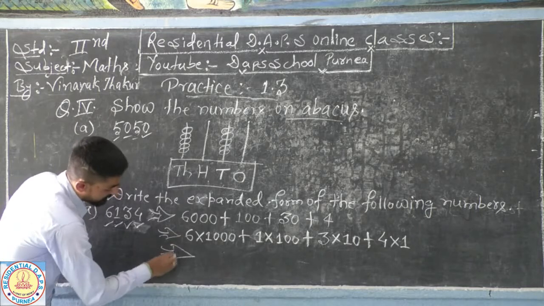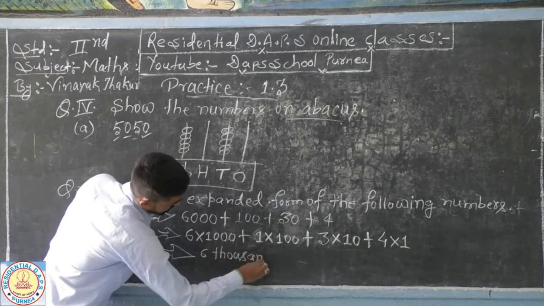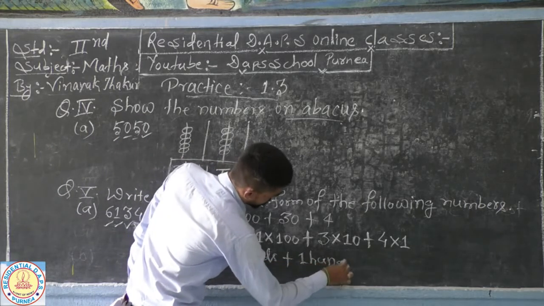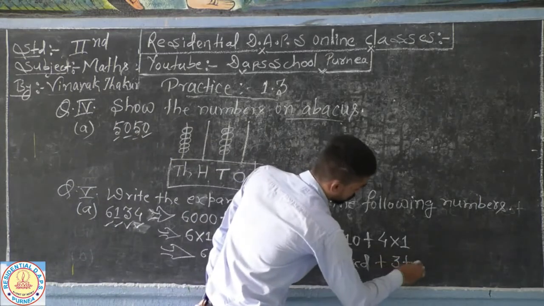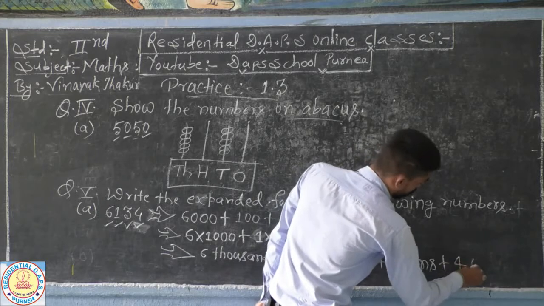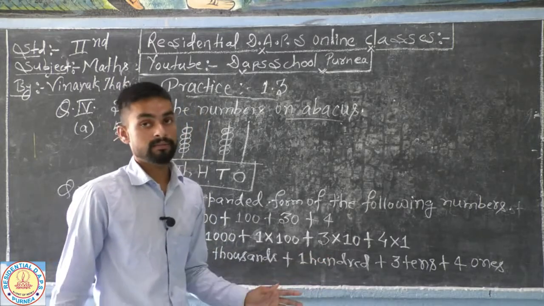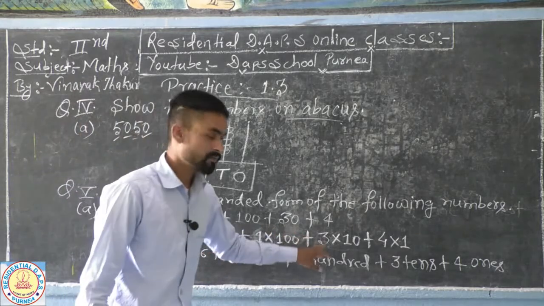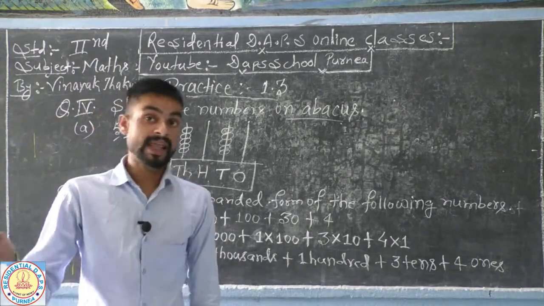And its third way is, you can write 6000 plus 100 plus, 3 is at tens place, so you just write 3 tens, 4 is at ones place, so 4 ones. You can also write in these ways. So you have three ways to write the expanded form of any numeral. But your answer is the first way, which is very easy to write.